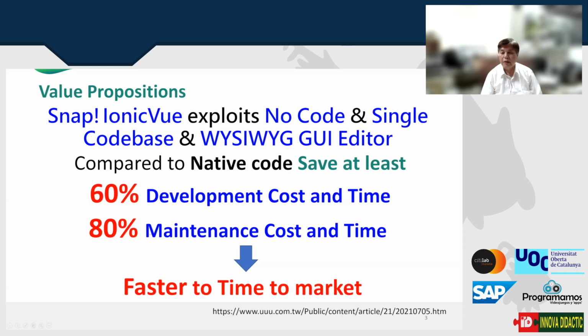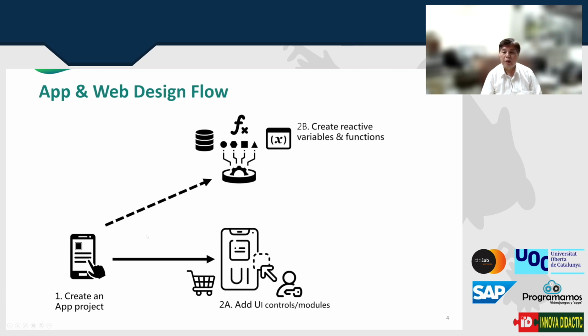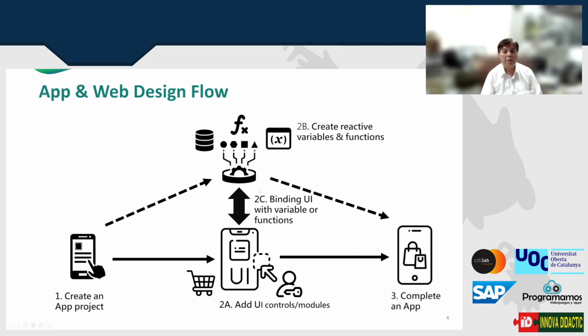The design flow is very simple. First, go to Snap and create a project. Then there are two things you can do. One is to add your UI components or modules, and then you can write your reactive variables or reactive functions. And then finally, you combine these, the UI with your data, and then you complete your app.